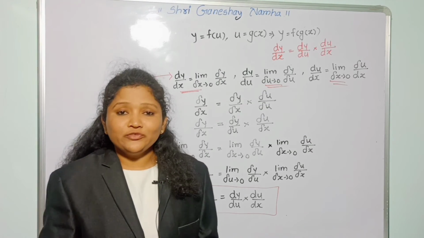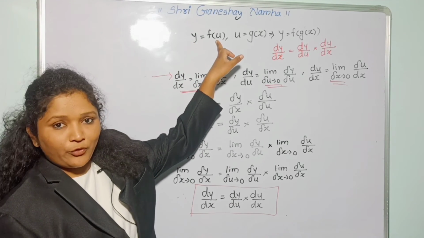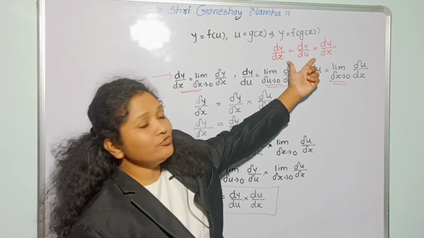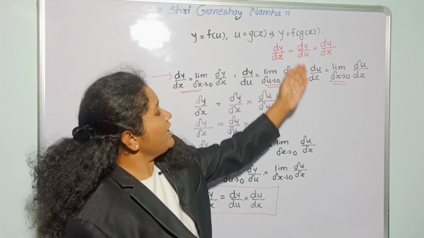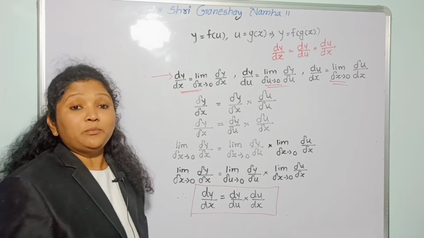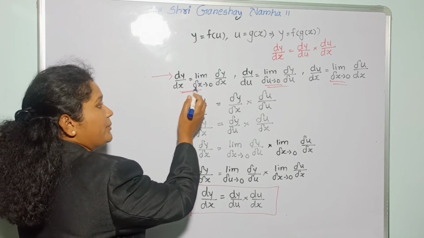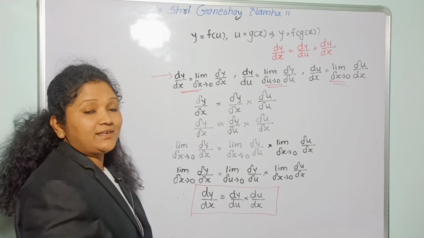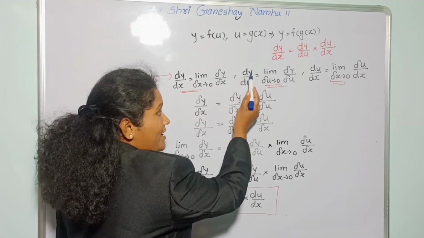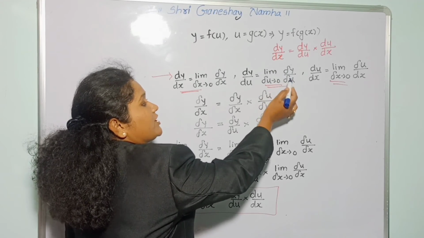So how do we prove this theorem? First, given that y is a differentiable function of u and u is a differentiable function of x, meaning y is a differentiable function of x, we want to prove that dy by dx equals dy upon du into du upon dx. First of all, consider the basic definition. Then we get dy upon dx equals limit delta x tends to 0 of delta y upon delta x, as y is a differentiable function of x. Again, if y is a differentiable function of u, then dy upon du equals limit delta u tends to 0 of delta y upon delta u.